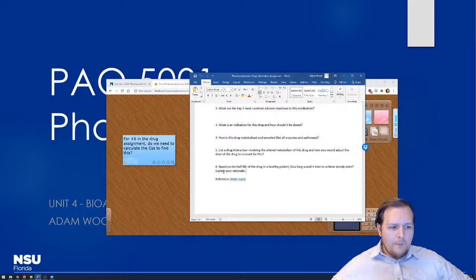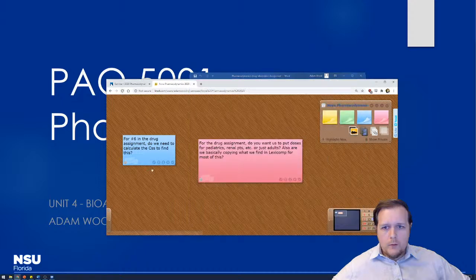So a lot of this stuff may seem like, well, this can't be this easy, right? And it kind of is though, because it's a simple drug information assignment. I'm just getting you used to looking these things up and being able to find information when you need it, right? So anyway, so those 2 have been addressed.